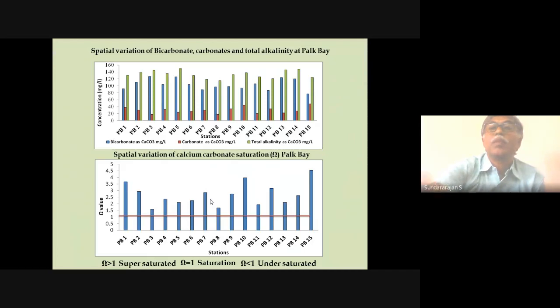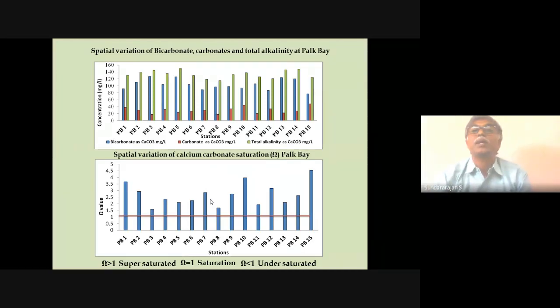So finally, we found the total bicarbonate, carbonate and total alkalinity. We collected the samples and estimated these values, and the omega value we estimated by using this formula. It is very clear this is the basin variation we collected from 15 sections of the pathway. This is the omega saturation level, and all are in favorable condition because the omega value is higher than 1.